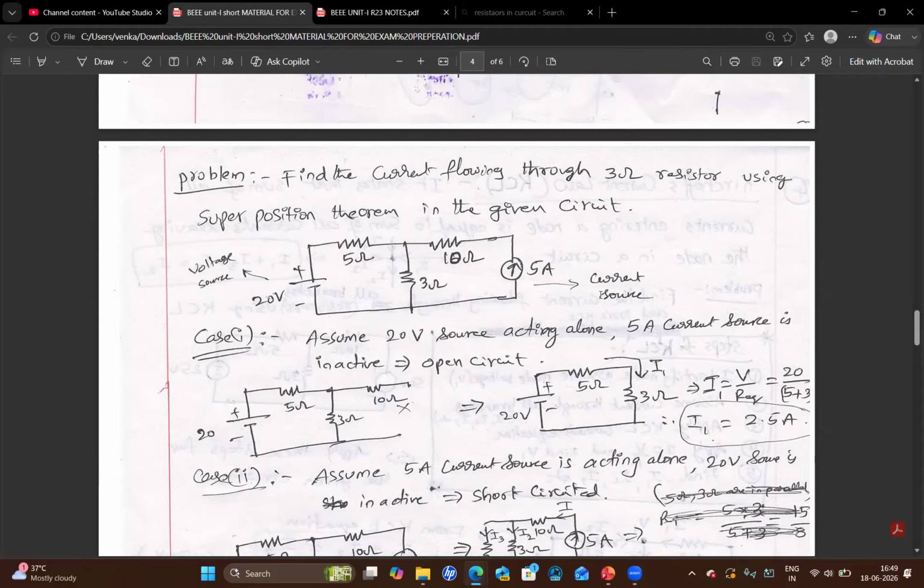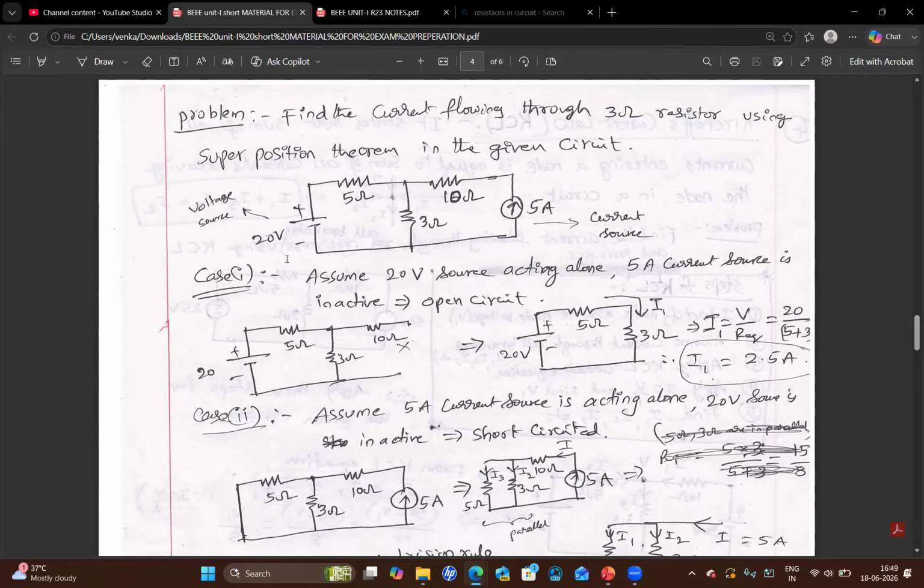Voltage source is there, current source is there. So at least two are identified, so we can easily apply the superposition theorem. Here the theorem is applied by assuming one source is active and the other source is inactive. Like that, the 20 volt source is active and the 5 ampere source is inactive. So that is case 1. Case 2 is the 5 ampere source is active and the 20 volt source is inactive.